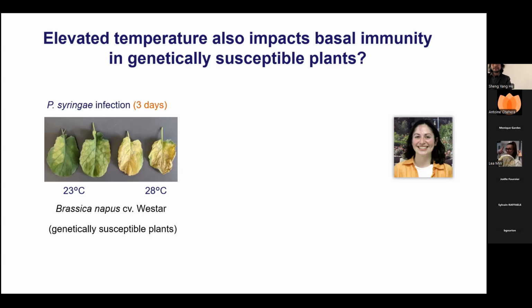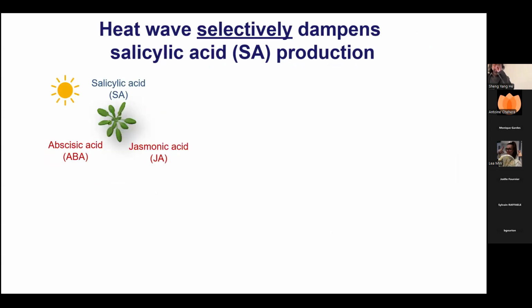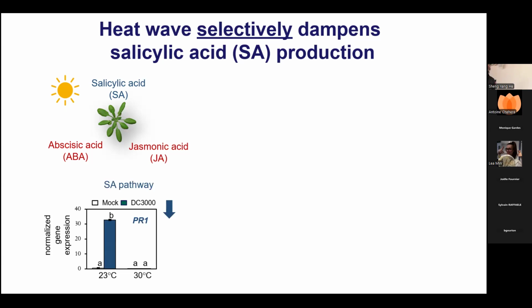And this can be replicated in Arabidopsis. It's the same; you can see more dramatic disease. So there's no ETI involved, just basal immunity. Something is being impacted in these genetically susceptible plants. She measured these defense hormones to see which hormone is being impacted: salicylic acid, ABA, and jasmonic acid. What you can see here are reporter genes for different pathways. For the SA pathway, we usually use the PR1 gene.